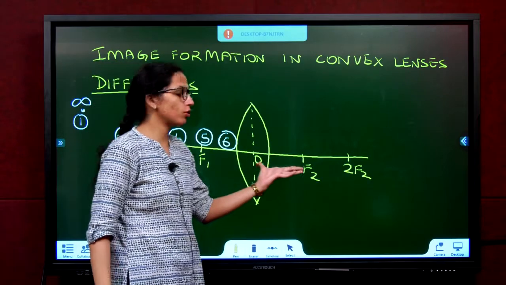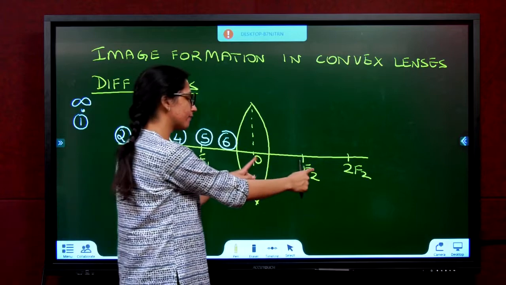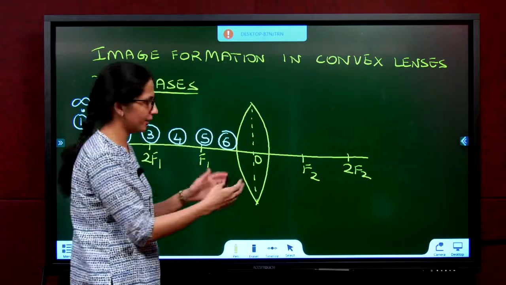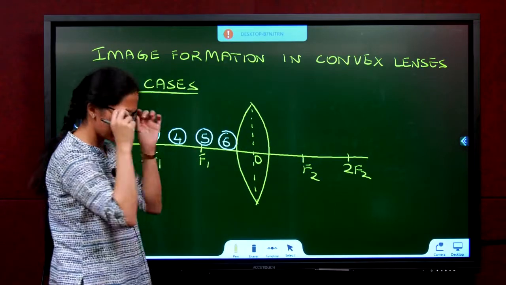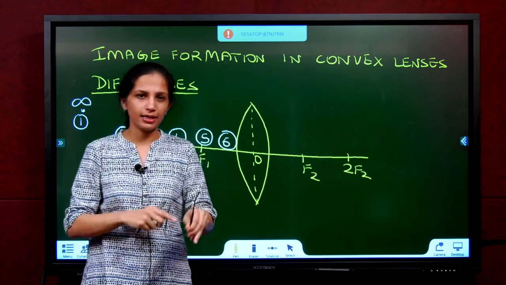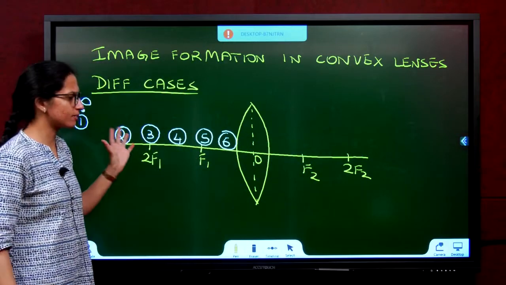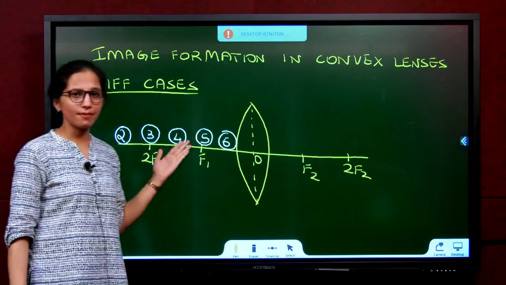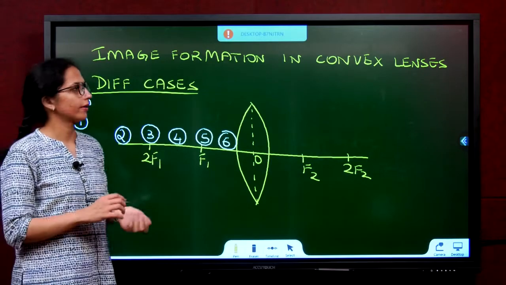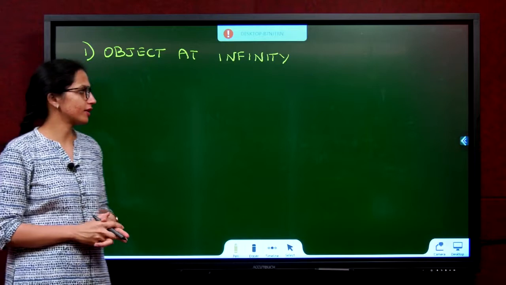Ma'am, can you keep it between O and F2? Same thing will occur. What you keep between O and F1, same way O and F2 will work. Why? It's just this side. See, if I see this side, I can see clearly. See this side also, I can actually see clearly. So we will not go to study these cases. We will study only this because this is exactly the same as what is happening here. So let us study the first case, object at infinity.